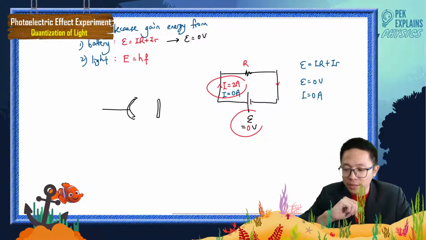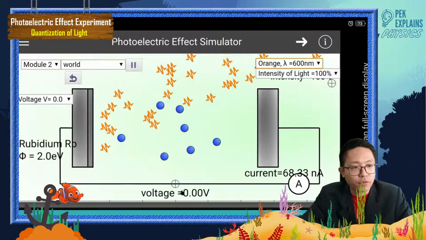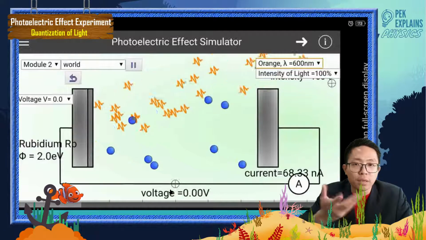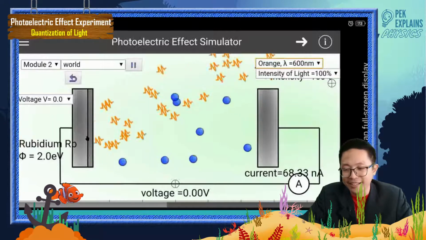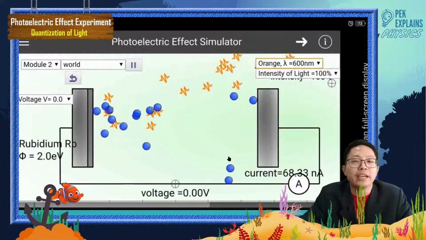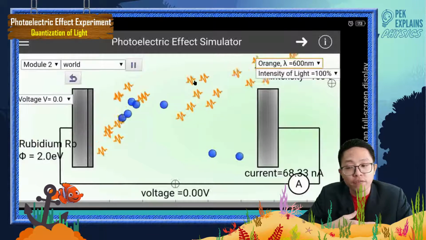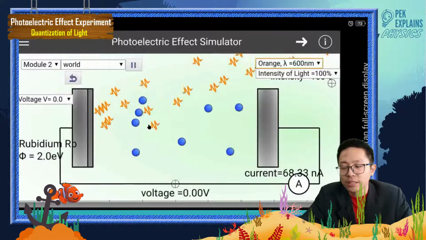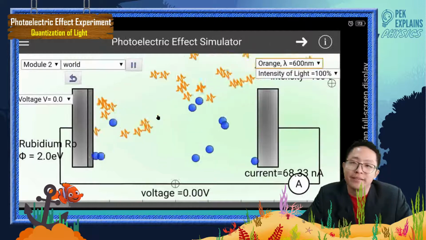But the thing is, why in this PowerPoint, look at this diagram. Here voltage is 0, but why still got current? Look at here. Why do the electrons still flow? Although there is 0 voltage, no more EMF, E equal to 0, but why still got current? As I said, this electron gains energy from two sources. It either gains energy from the battery or it gains energy from E equal to HF, the photon energy. Since now the battery no more provides energy, the energy of this electron actually all comes from the light.